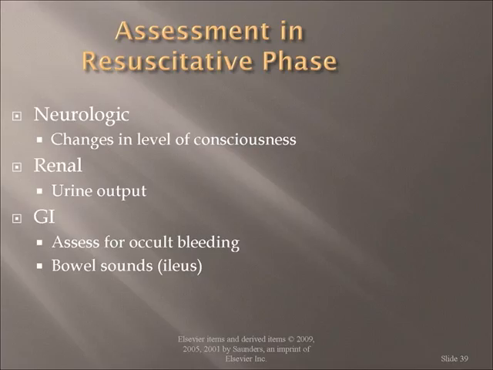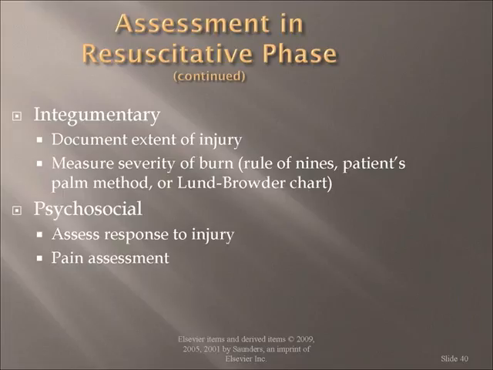Ongoing with the assessment in the resuscitative phase, neurologically, we have to assess for changes in the level of consciousness. Renal: urine output is your key trigger here, because it's all about volume. GI: again, you want to assess for occult bleeding, look for bowel sounds, and observe for possible ileus, because remember it has decreased blood flow to the GI system. It's been shunted to the brain and the heart. Integumentary: the biggest thing here is to document the extent of the injury and measure the severity of the burn using one of those methods: the rule of nines, the Palm method, or the Lund-Browder chart.